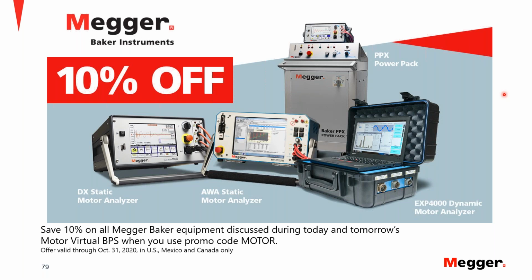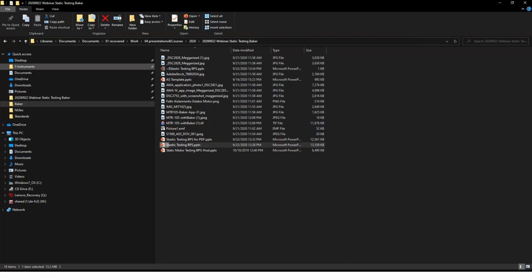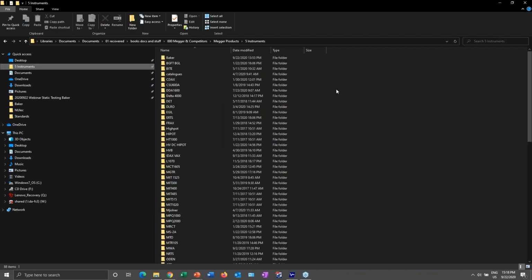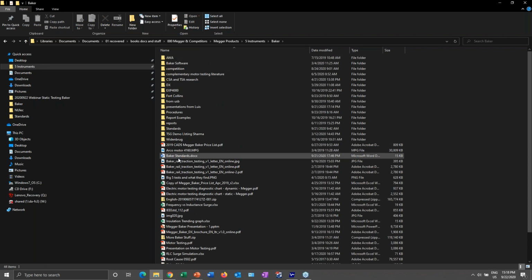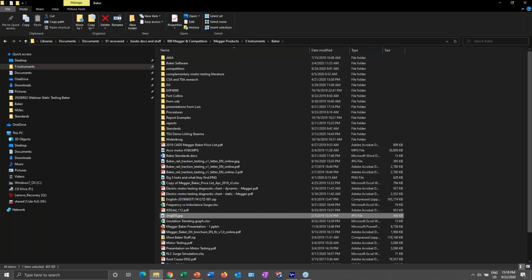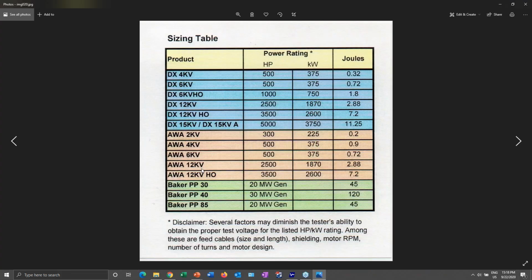All right. We do have a follow-up question since you need the power. The follow-up is a 2200 horsepower fan with 50 hertz. Then more likely our 15 kV AWA or DX can test that machine. 2200 horsepower? Is that what it says? Yes. Okay. Yes, our DX 15 would do it.